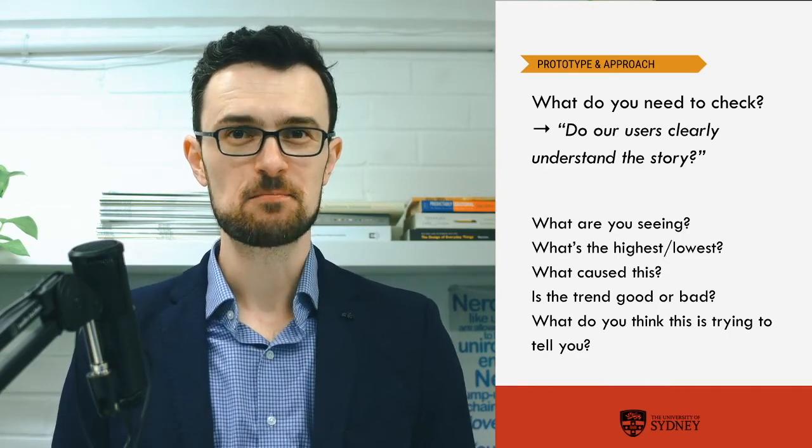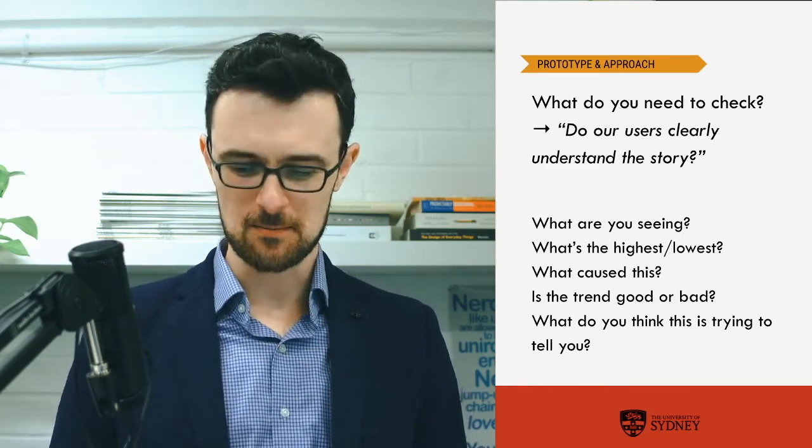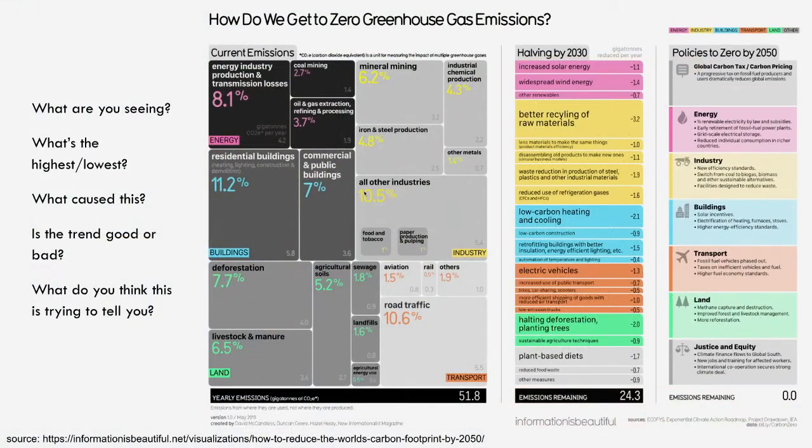So those questions are pretty abstract, so let's go through some examples. Here's a visualization of the components of the global CO2 emissions and what we might need to do to halve global emissions, to decarbonize by 50% by 2030 and completely by 2050. So we could start by asking, what are you seeing here? And hopefully people would say something along those lines.